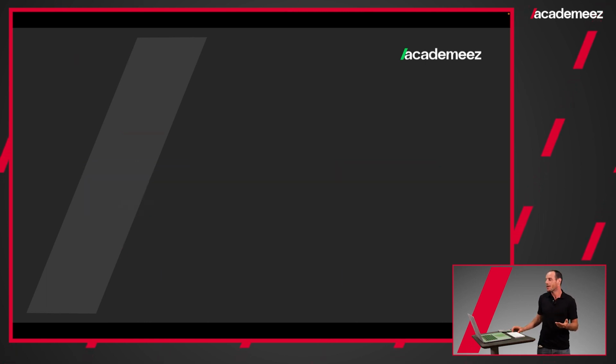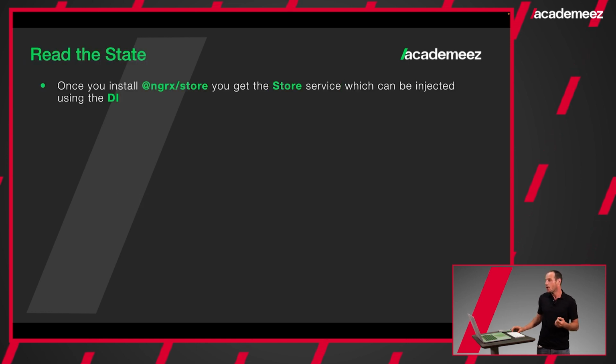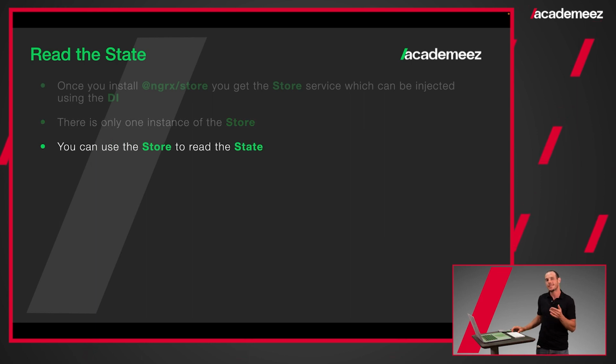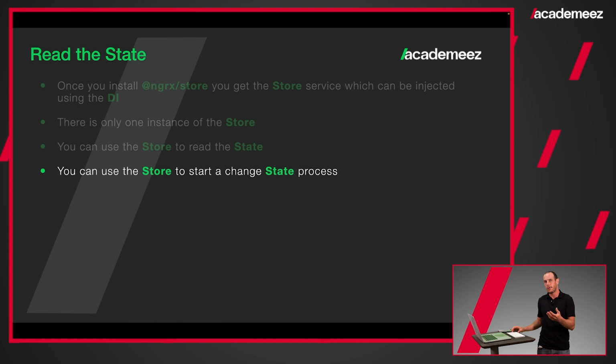Once you have your state with data, you can read that state from the store. So if I install ngrx store, I get the store service, which I can now inject into my component. There is only one instance of that store service, and I can use it to read the state. This is the main thing you will do with the store. You will either read the state or you will start a transition, a process of changing the state.